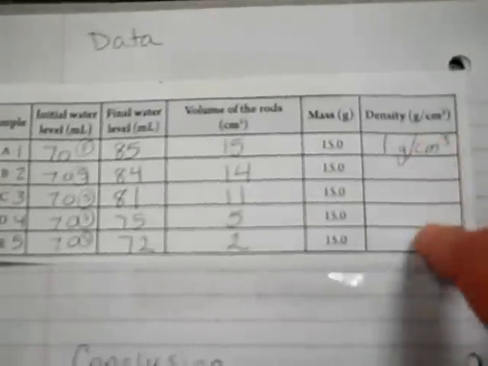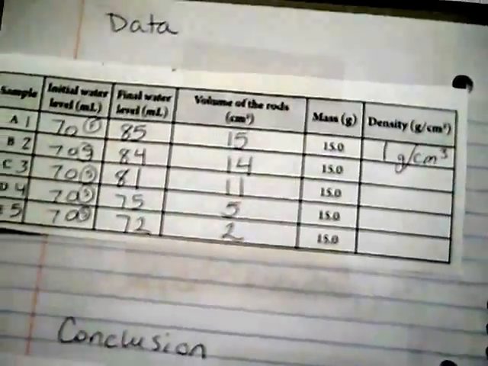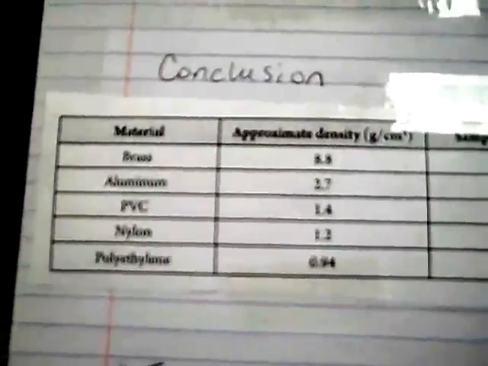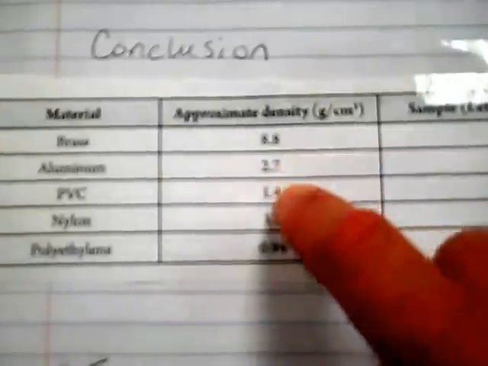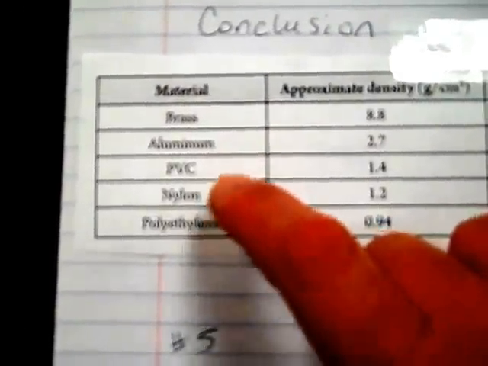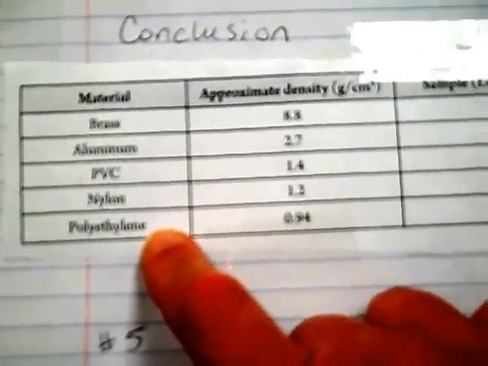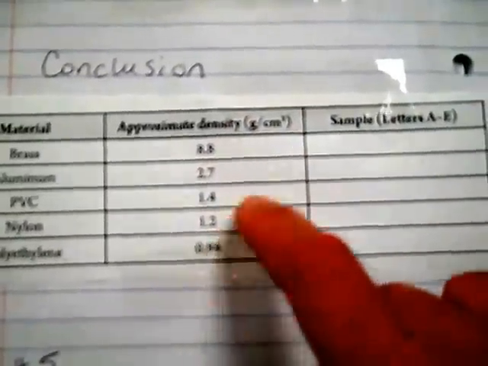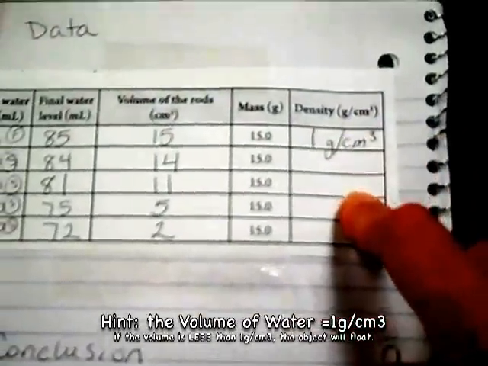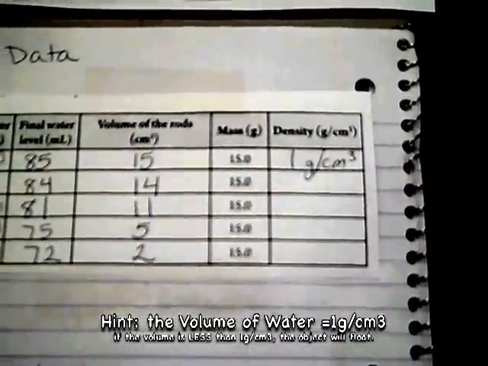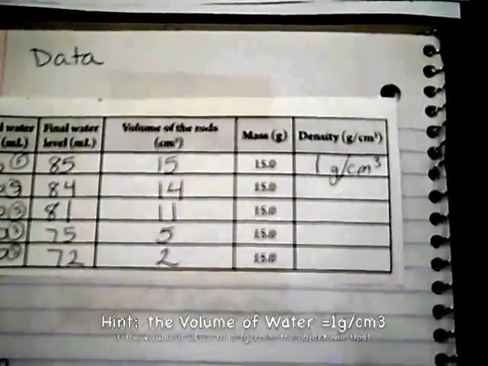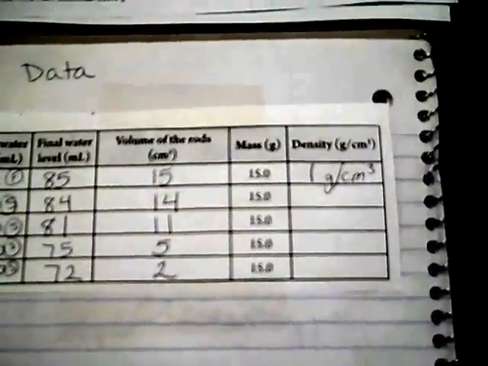So now that you have written all of your densities, we're going to then see if we can guess which object was which. So right here in our conclusion, we have the answers. We have the approximate densities of each of these objects. One of the objects is brass, aluminum, PVC, nylon, and polyethylene. So your job is to now look at these densities and see if they are similar to the densities you found here. Can you tell which object is which? So remember, this is not exact science. There were some flaws, of course, in how we were reading the volume and so forth. So it's not going to necessarily be the exact number, but it should be pretty close. So let's see if you can do it.